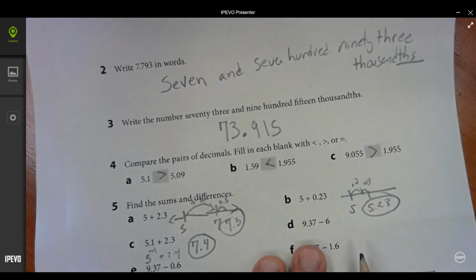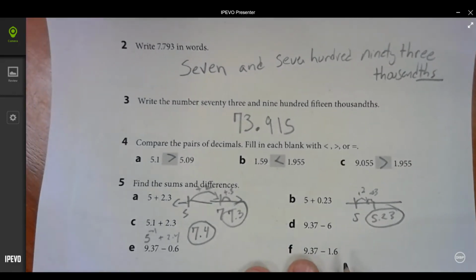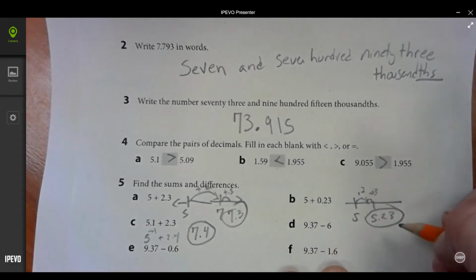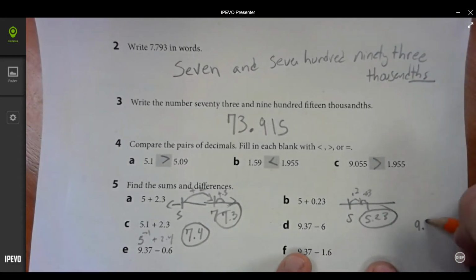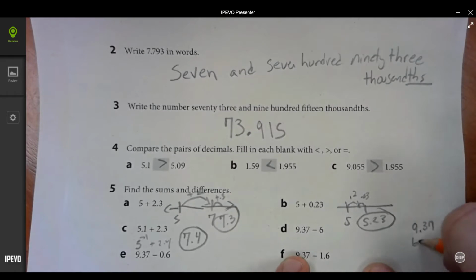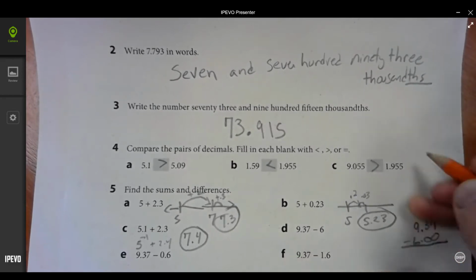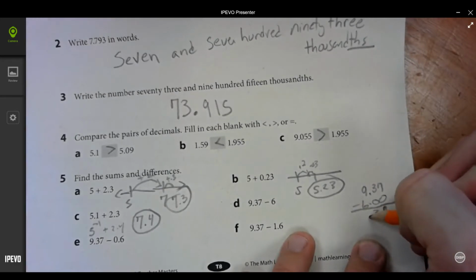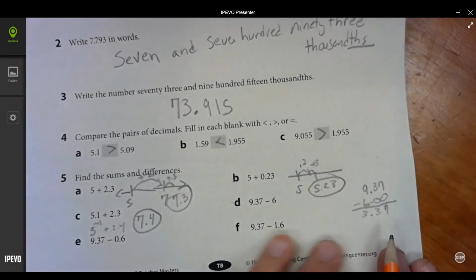Here we have 9 and 37 hundredths minus 6. Since this is a whole, we can just look at it this way. And those are all pretty straightforward to subtract from. So that'll be 3 and 37 hundredths.